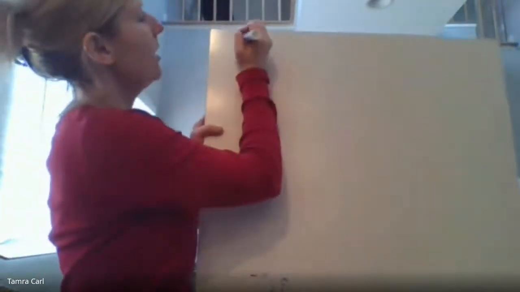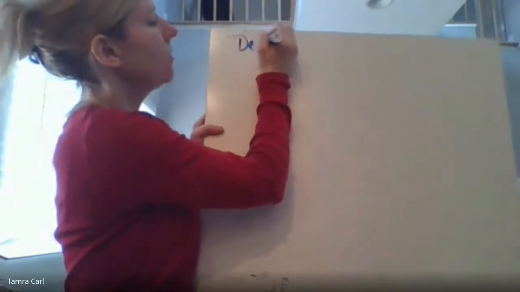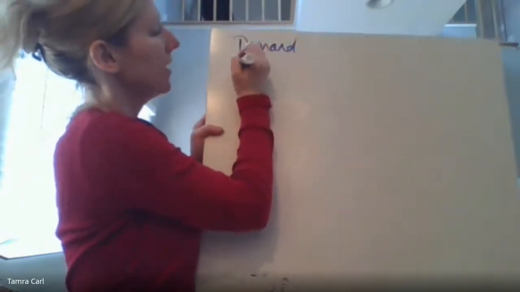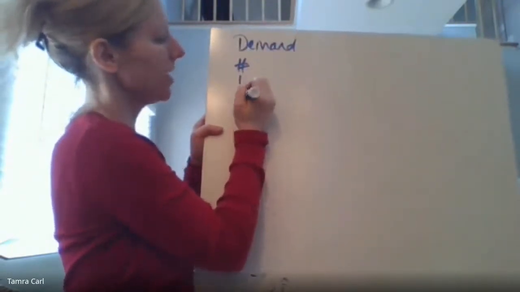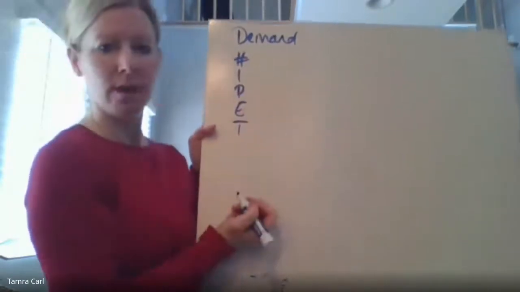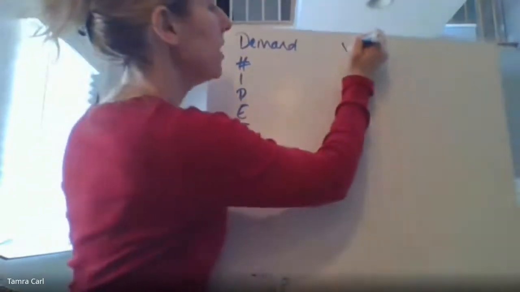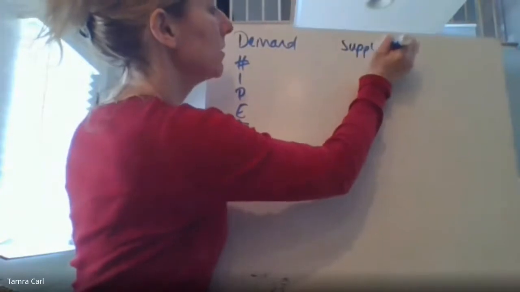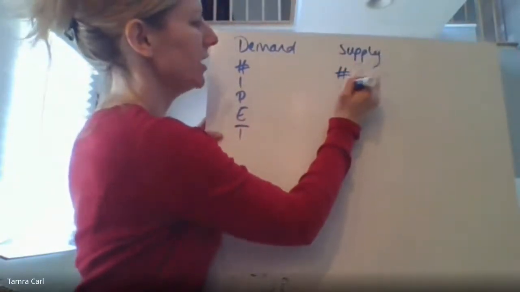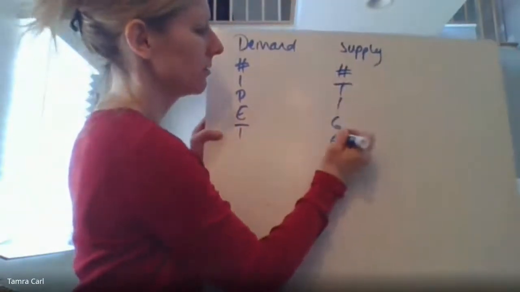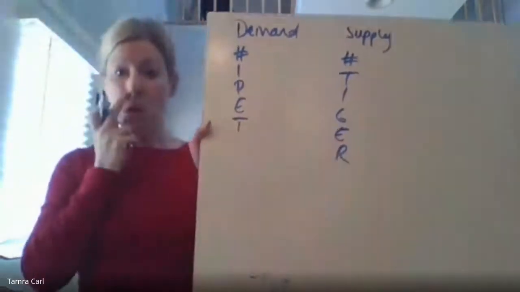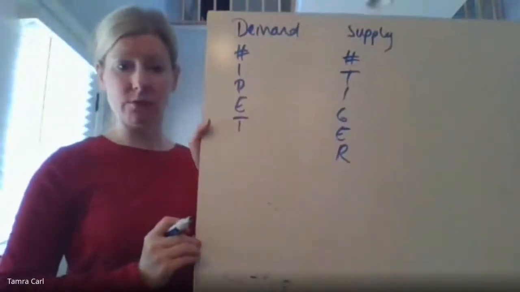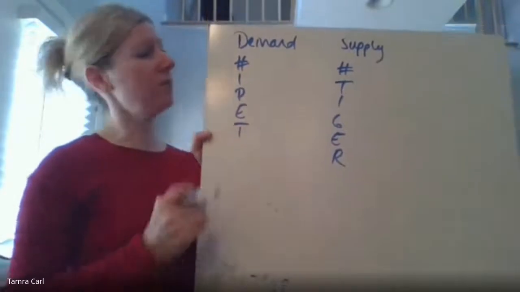If you want, you can go back to what we had before with demand, where we did the hashtag iPet, right? And then for supply, we had our hashtag Tiger. So those, I think, are ways for you at least to start thinking about stuff.